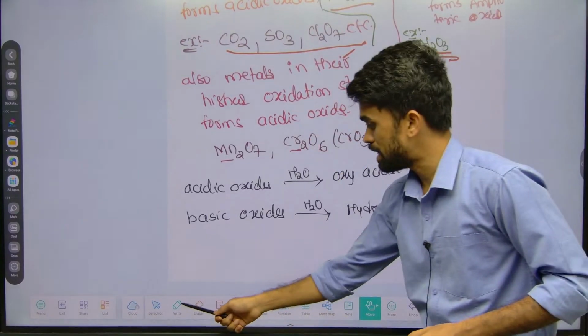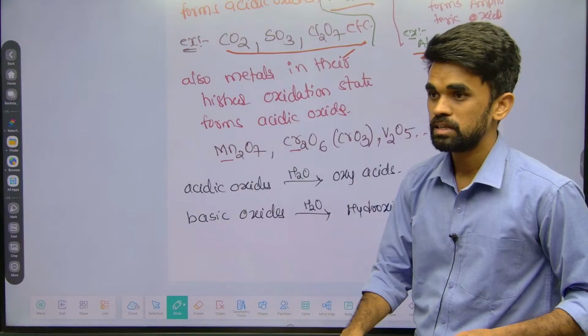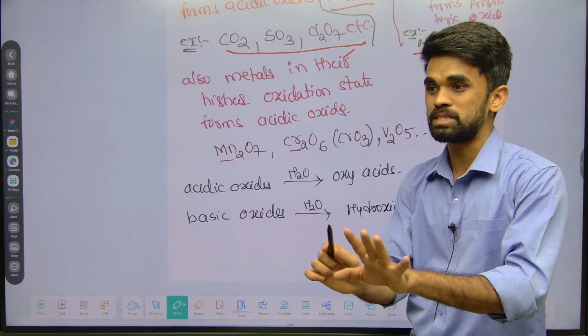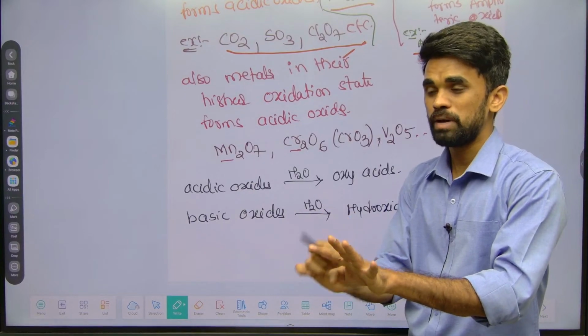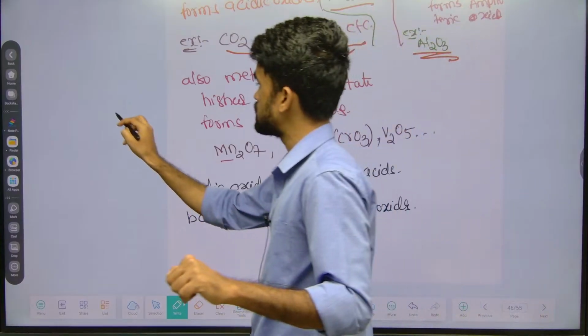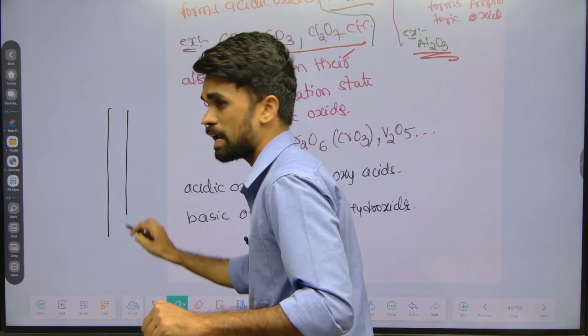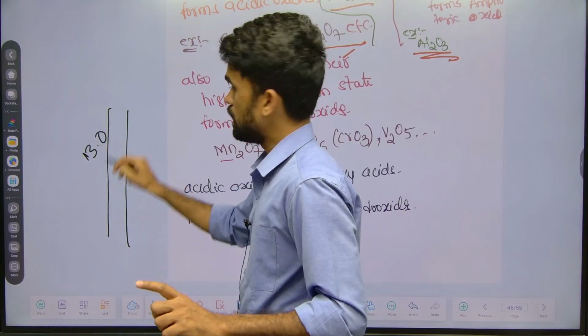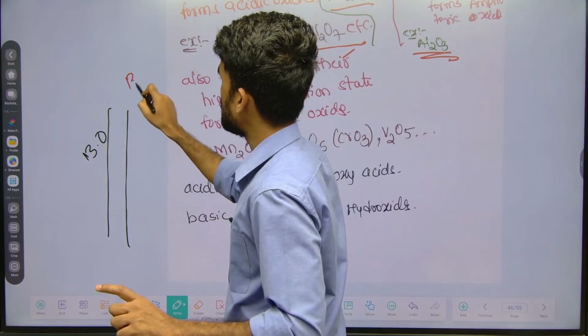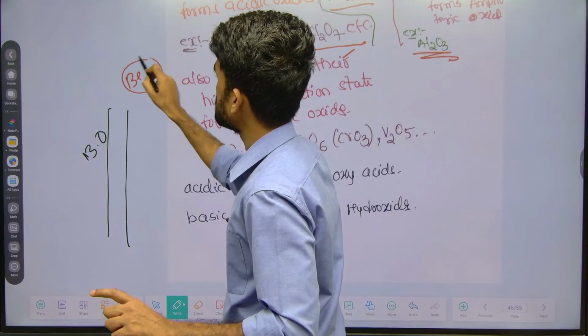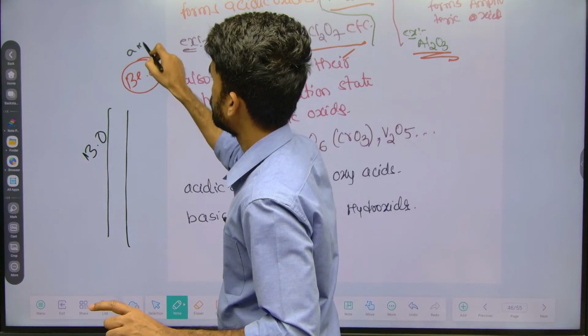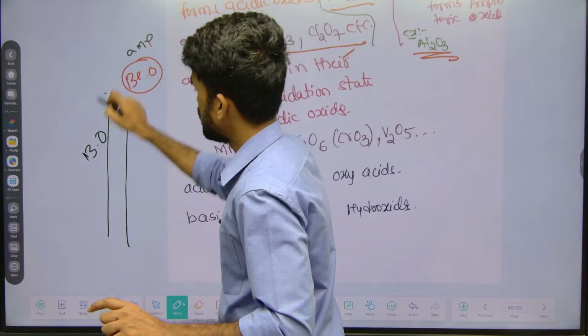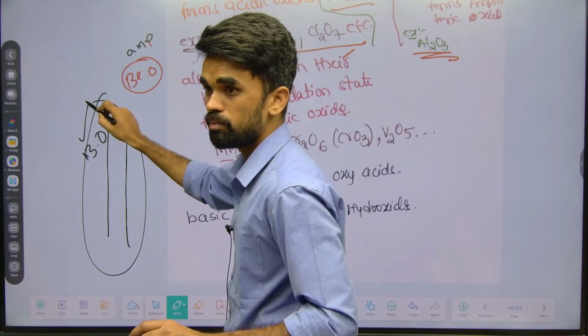Even some metals form acidic oxides. What I am saying is, generally what we know is that metals should form only basic oxides. Which type of metals? Either alkali metals or alkaline earth metals are there now. Those form only basic oxides. In alkaline earth metals, beryllium oxide is there now. So this is also amphoteric. Remaining all are basic oxides.